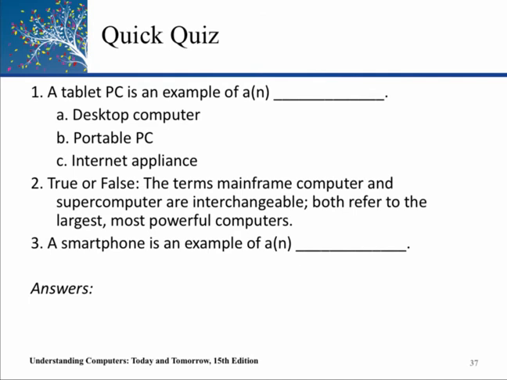What are our answers? Well, the first one, a tablet PC is a portable PC. I hope you got that one. It's not a desktop computer and it's not an internet appliance, although we mostly use it for the internet. True or false? Mainframe computers and supercomputers are interchangeable. That's false. Mainframe computers, although powerful, do not come anywhere close to the power or the ability of supercomputers. And then finally, a smartphone is an example of a mobile device.